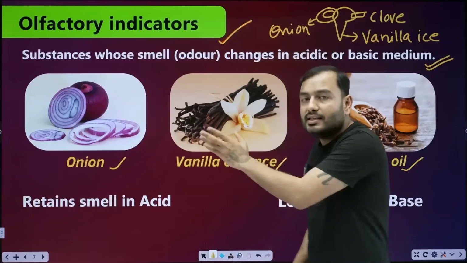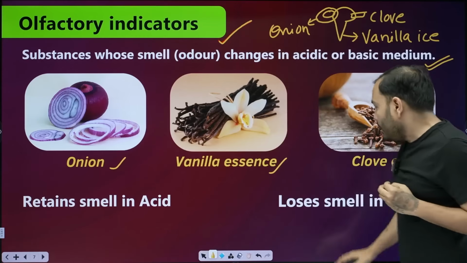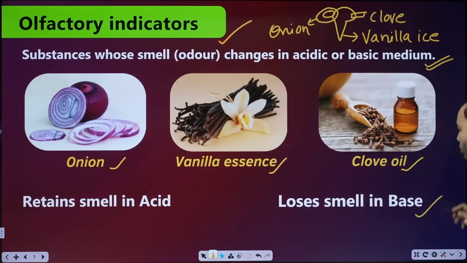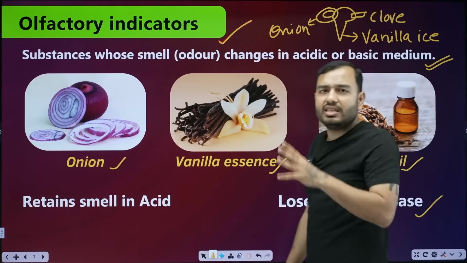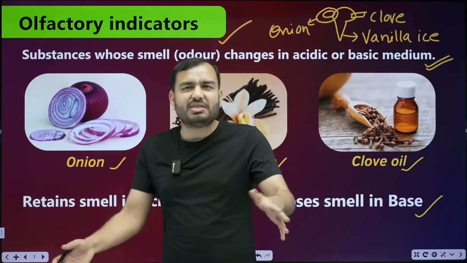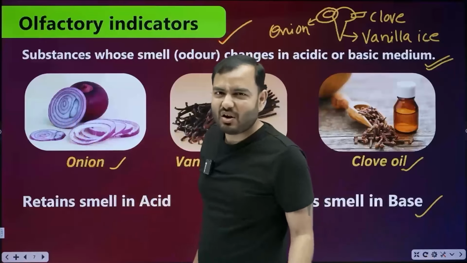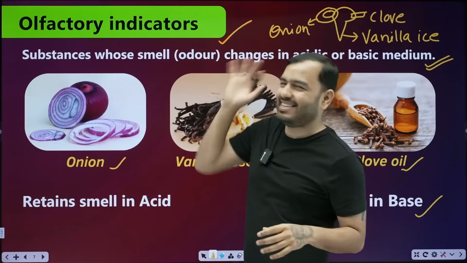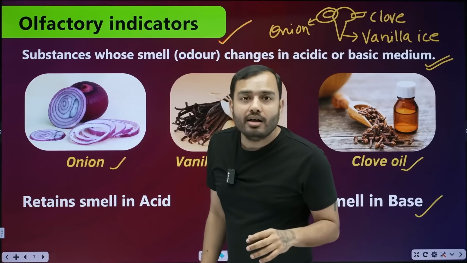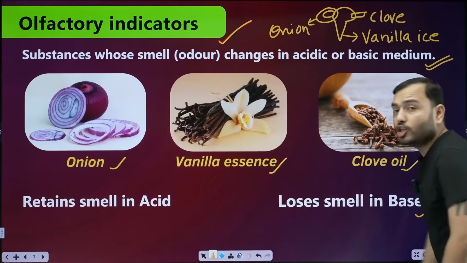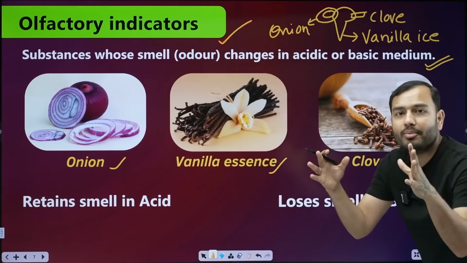Now what happens? These indicators, when we add base to them, lose their smell in base. It loses the smell in base. You know the smell of onion. Put some onions in the fridge and you will know the foul smell all over. Or if someone is seated next to you after eating onion, what smell? So if you add base to that onion, the smell of the onion disappears.